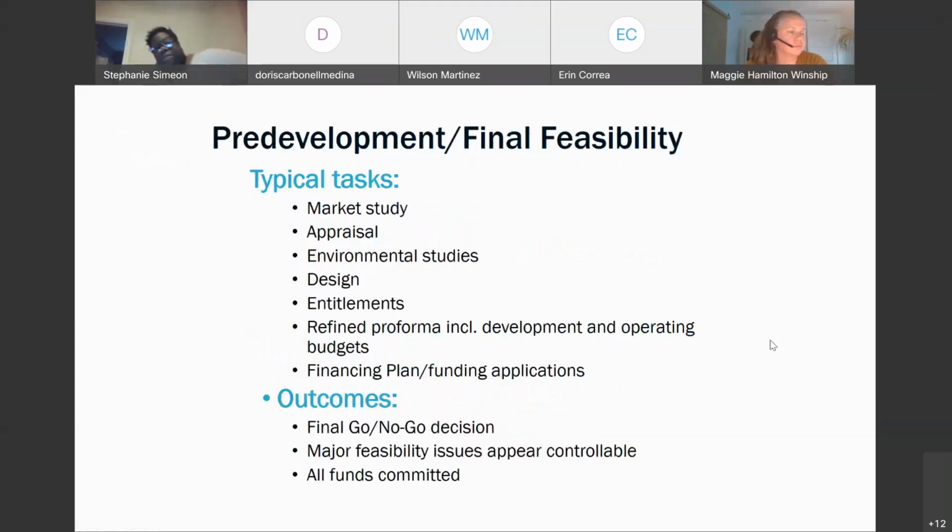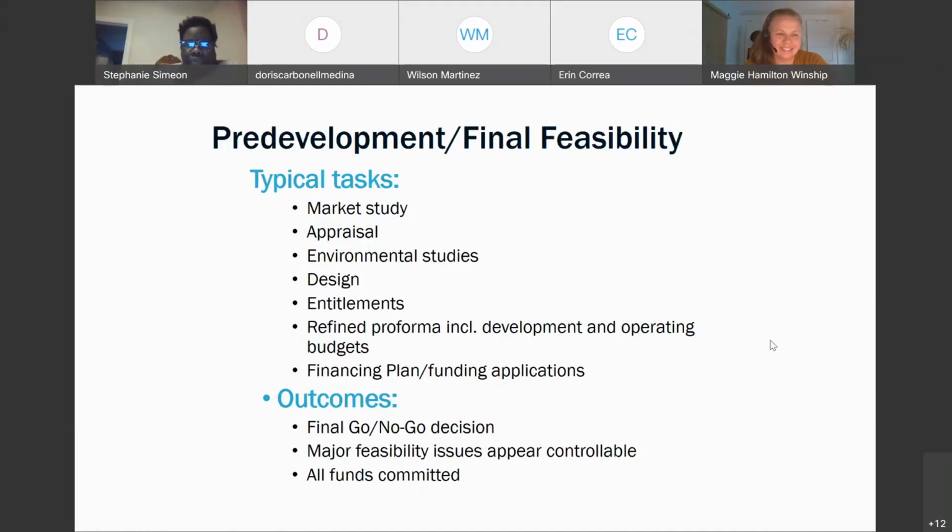Okay, so we're going to spend a little bit of time on this slide. So we're going to walk you through each task. Again, we're still in pre-development. We are not in construction. Don't give up, folks. So here's the good thing.